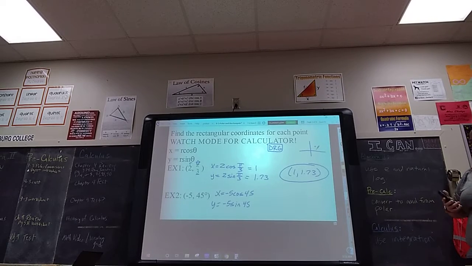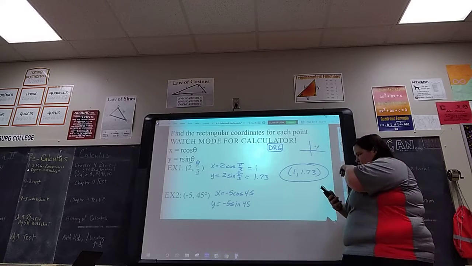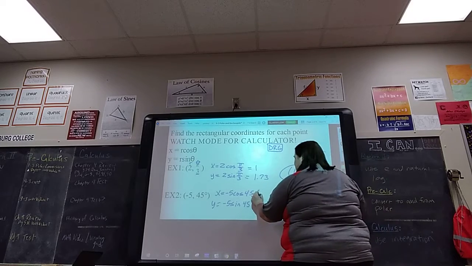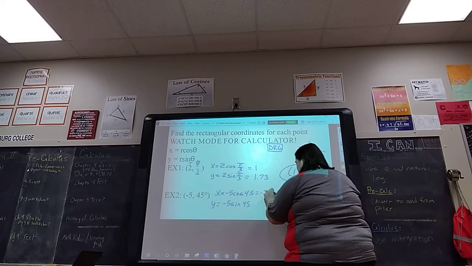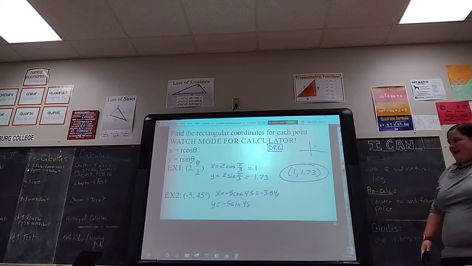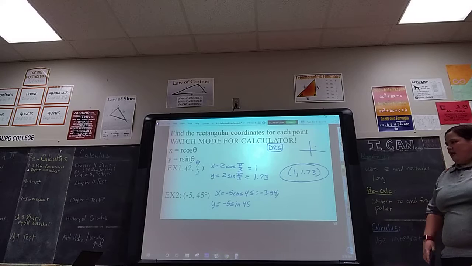So I switch my calculator back into degree mode. So I do -5, and then cosine 45, and that is negative 3.54. I usually round to 2 decimal places. Typically I don't usually specify, so I'm not super picky about how you round, but usually if we're converting into x and y, I usually round to 2 decimal places. So -5 cosine 45 is -3.54.